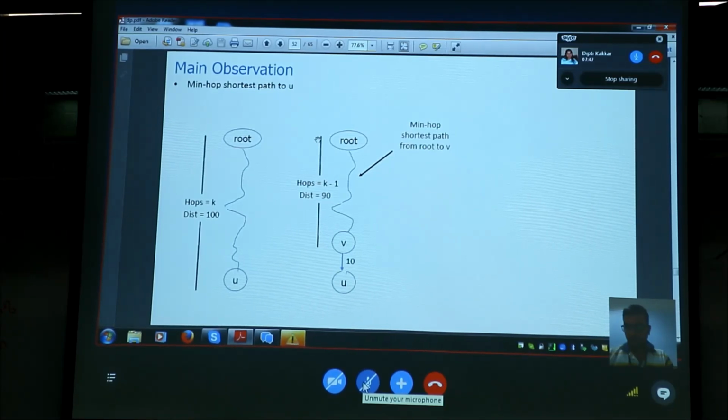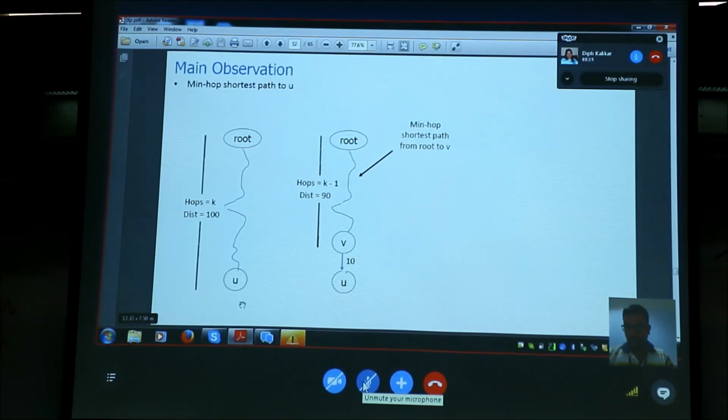The reason is very simple. If there were a shorter path from root to V, let's say there is a path of length 80 or something, then why am I coming via this path? I could take that 80 path, reach V, then take this same 10 and go to U. I'll get a path of length 90, smaller than this 100. So therefore, I cannot have anything smaller than 90 possible from root to V. Similarly, I should not be able to reach from root to V in distance 90 using less than k minus 1 hops. If I can do that, then I can do the same thing and get something less than k for u. So that is the thing.